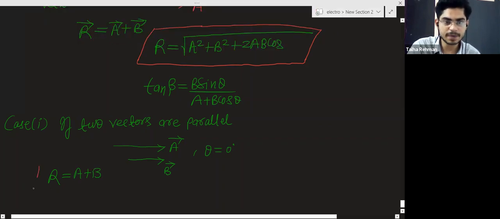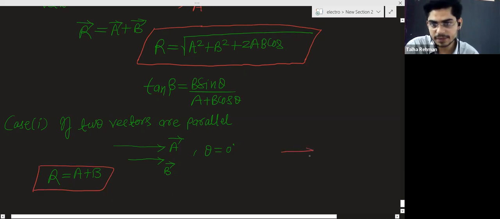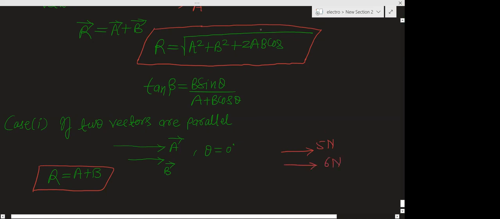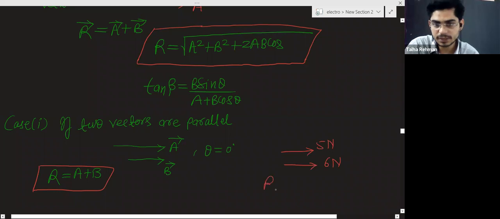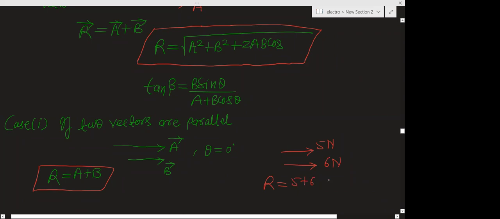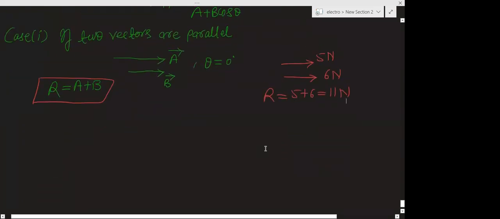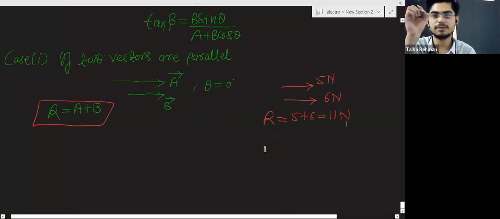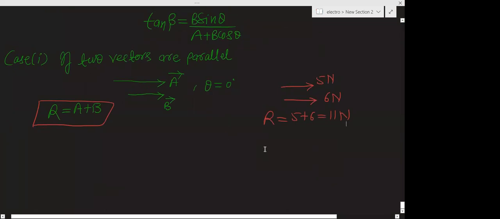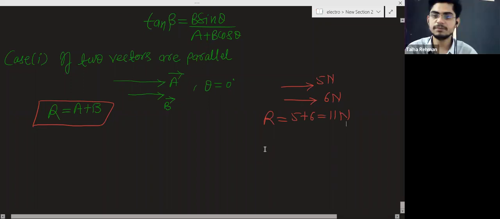If two vectors are parallel, suppose here is a vector of 5 Newton, and here is another vector which is parallel to it, 6 Newton, and someone asks you the resultant, don't go to this formula. Directly write R equal to 5 plus 6, 11 Newton. Okay. Only in the case of parallel. Okay, so that will be mentioned in the question, right? Yeah. It will always be mentioned.